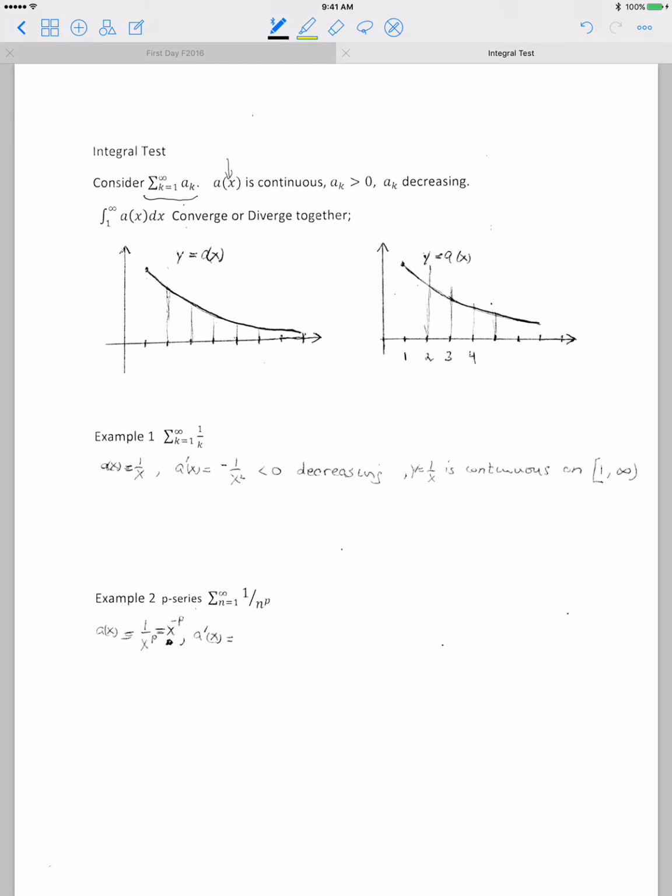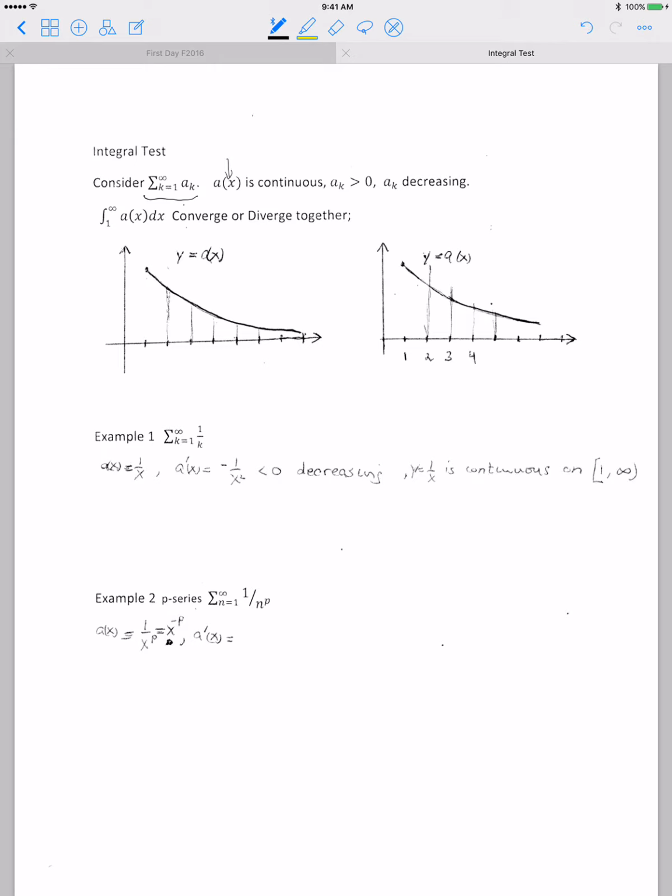And the integral test says if my terms are decreasing and continuous, then the improper integral, the integral from 1 to infinity, a of x dx, and the infinite series, k equal 1 to infinity, a sub k, they both converge or they both diverge.